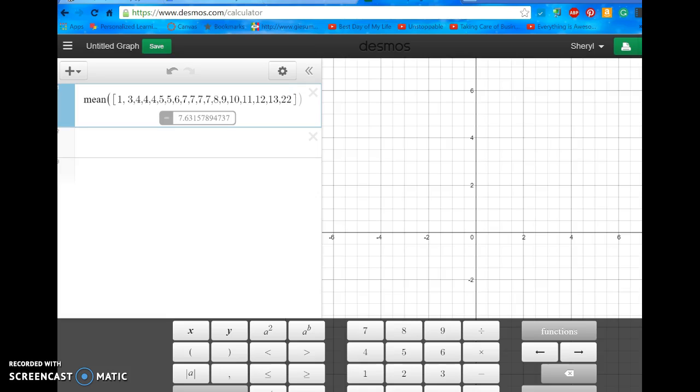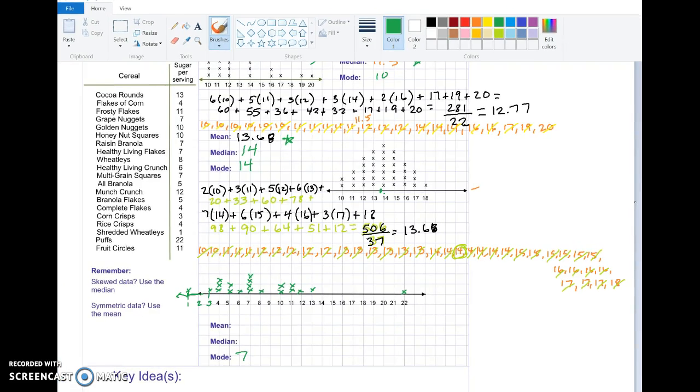And what I've done is I've taken each of the values of the cereal and I've typed them in these brackets. So do you see these brackets right here? There's a bracket and it says 1, 3, 4, 4, 4, 5, 5, 6, 7, 7. I just typed them all in. They're inside the brackets, and then on the outside of the brackets I put parentheses, and in front of the parentheses I put the word mean. And Desmos figures it out for me. It tells me what the mean is. It says it's equal to 7.631. So let's go ahead and write that our mean is 7.63.